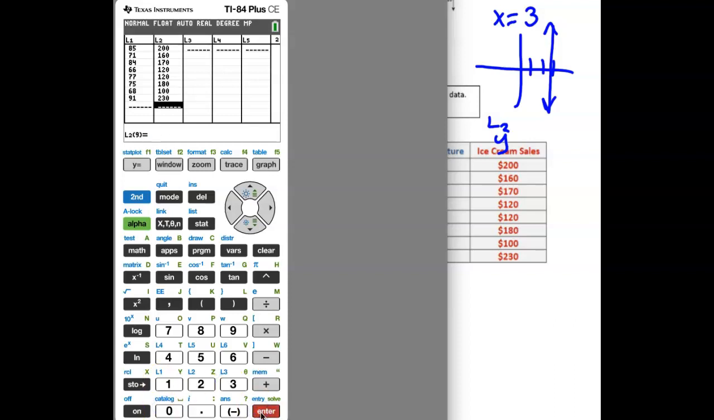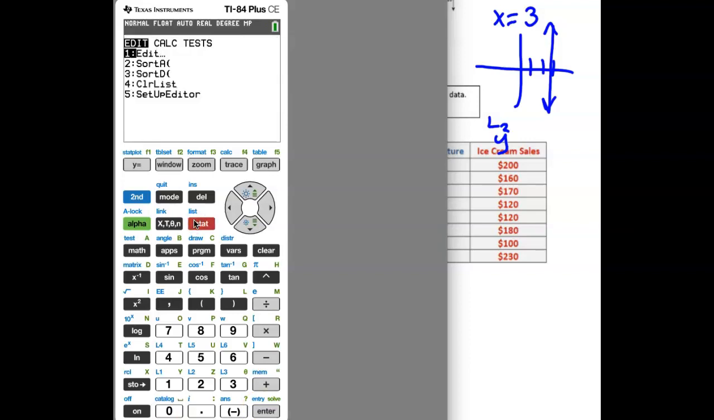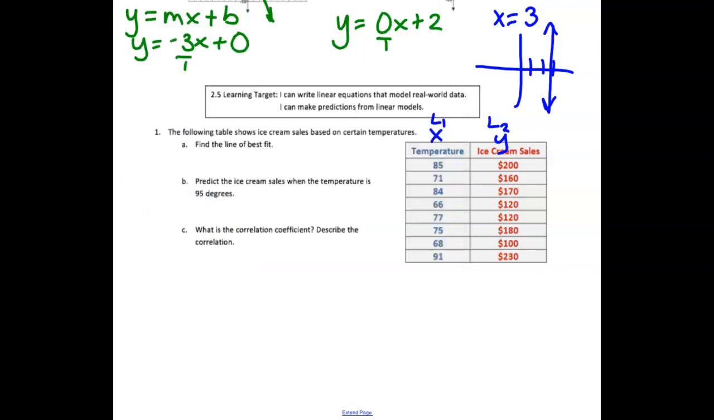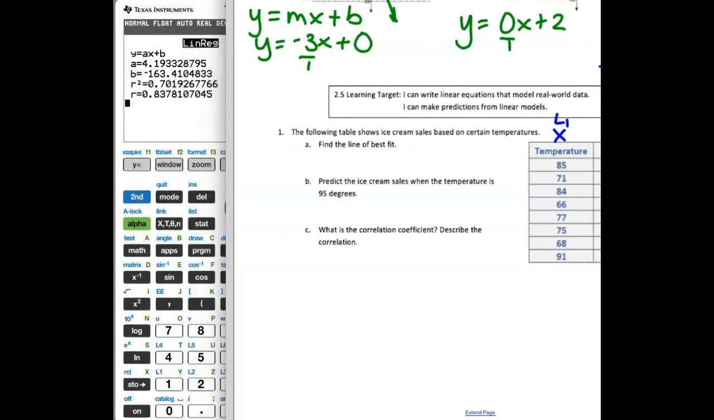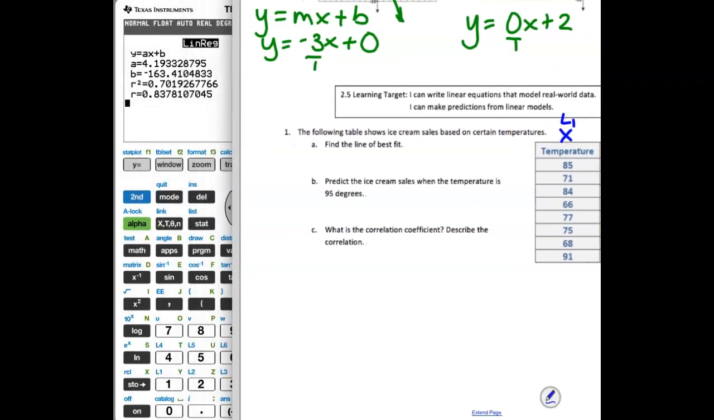Okay. Once you have them all in, we go back to Stat, this time arrow over to Calc, and we want to choose option 4. We're going to move down here to Calculate, and we have our equation. All right, so our line of best fit would have the equation y equals 4.193 times x minus our y-intercept of 163.41.